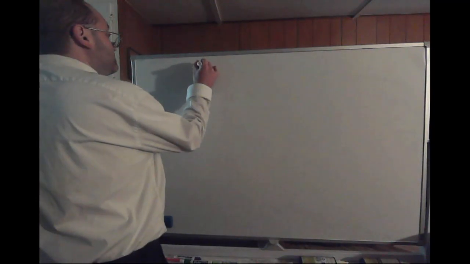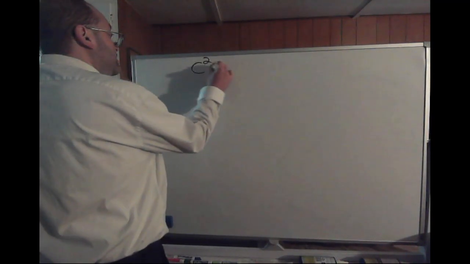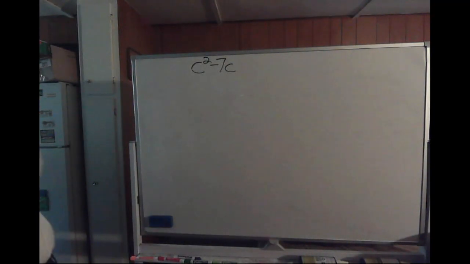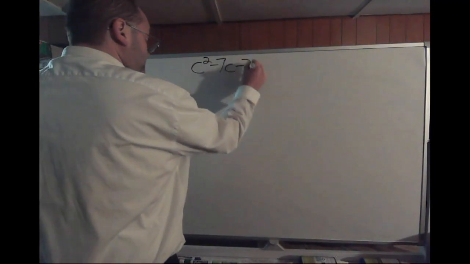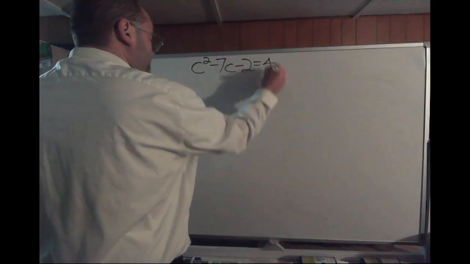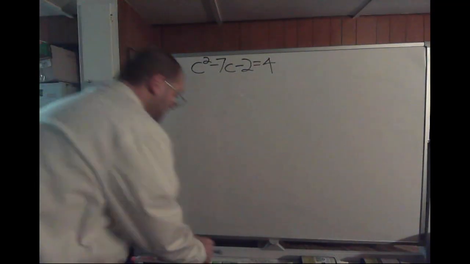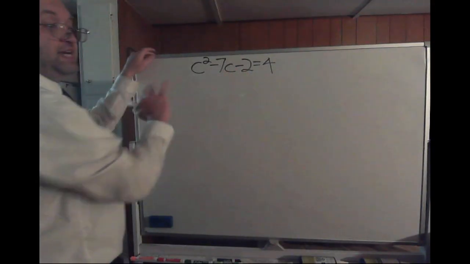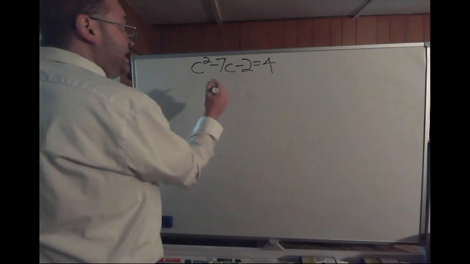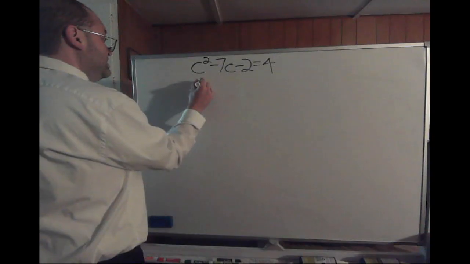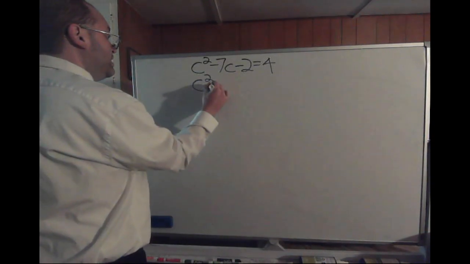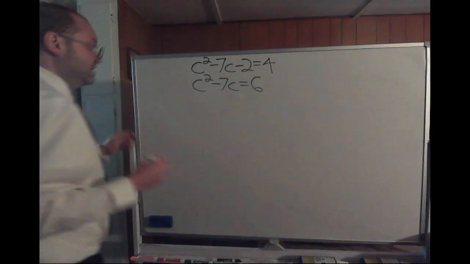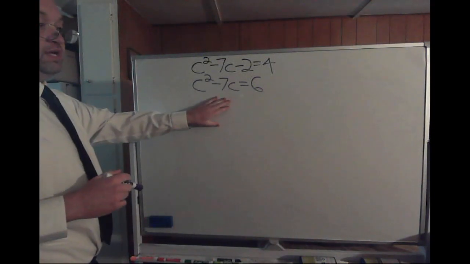Alright, let's see. So we have c squared minus 7c minus 2 equals 4. Well, I've already mentioned, if you have a constant term on the left-hand side, you want to get it out of there. So we need to add 2 to both sides. This would turn this into c squared minus 7c equals 6. Now we have something we can deal with.